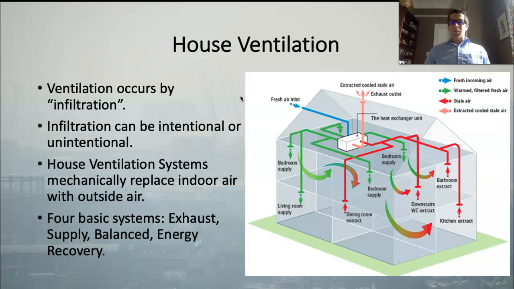There are different systems that we're going to talk about right now that can be used to vent a house. The first one is an exhaust system. Second one's a supply system, a balanced system, and an energy recovery system. Four different ways of venting a house, which we have to do. We have to provide ventilation for the house. Some are better than others, and we'll talk about those.